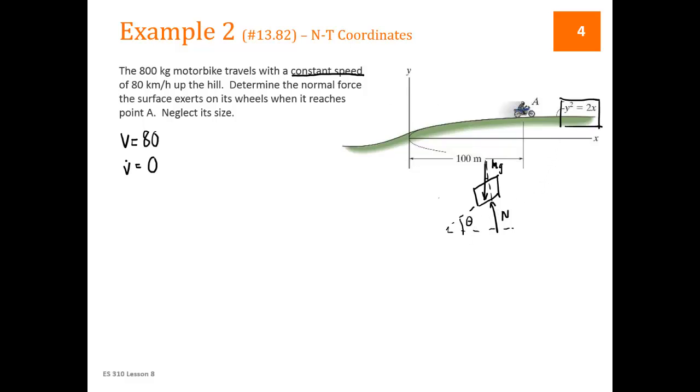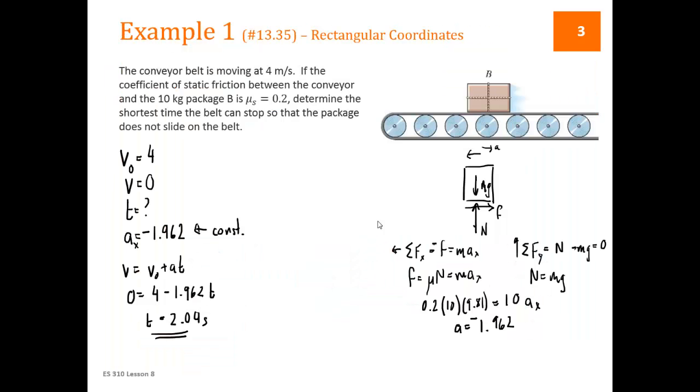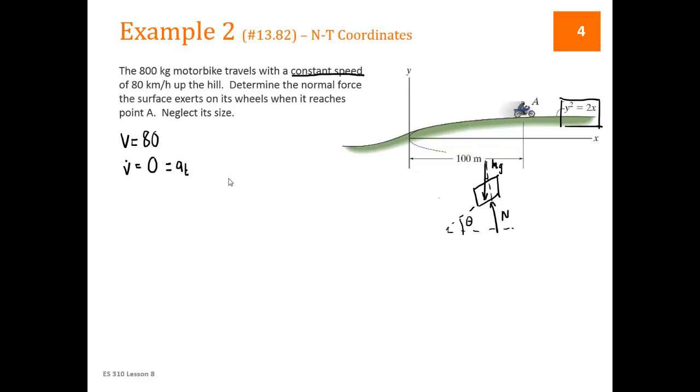We're also going to have to find, if we're using NT coordinates, if we go back up to our equations, we're going to be using these center equations, right? So AT, this is AT, so there's no tangential acceleration. AN is v squared over rho. We don't know rho, we don't know the radius of curvature at A, but we do know the relationship between y and x, so we're going to use the expression rho is equal to 1 plus dy dx squared to the 3/2, divided by the magnitude of the second derivative, d squared y dx squared. So that'll give us rho.